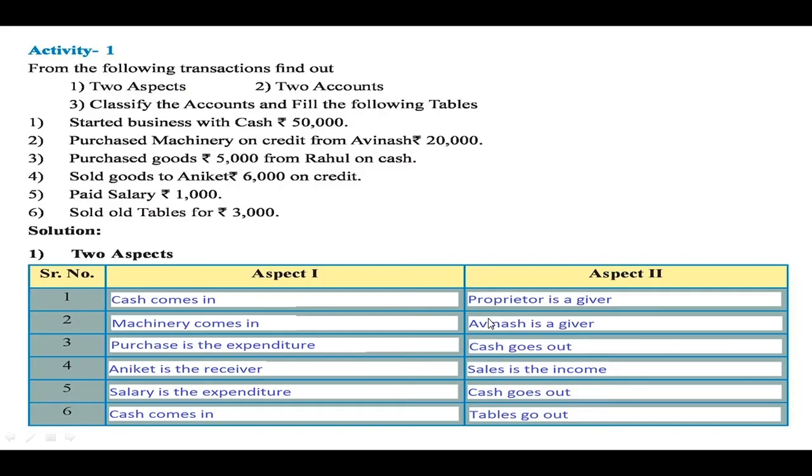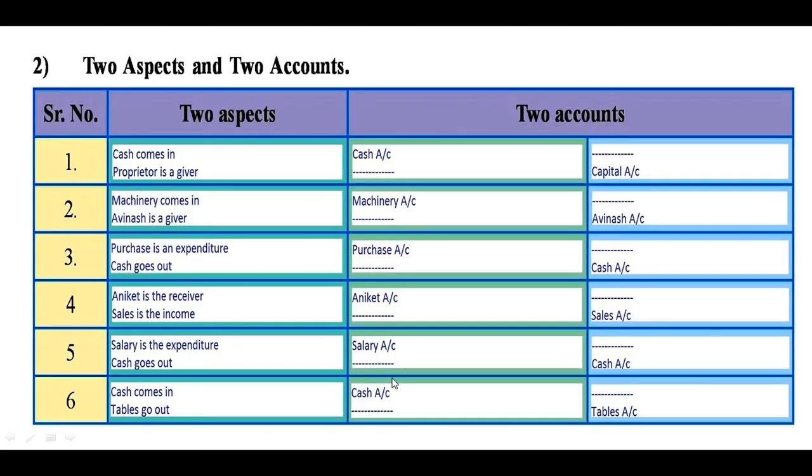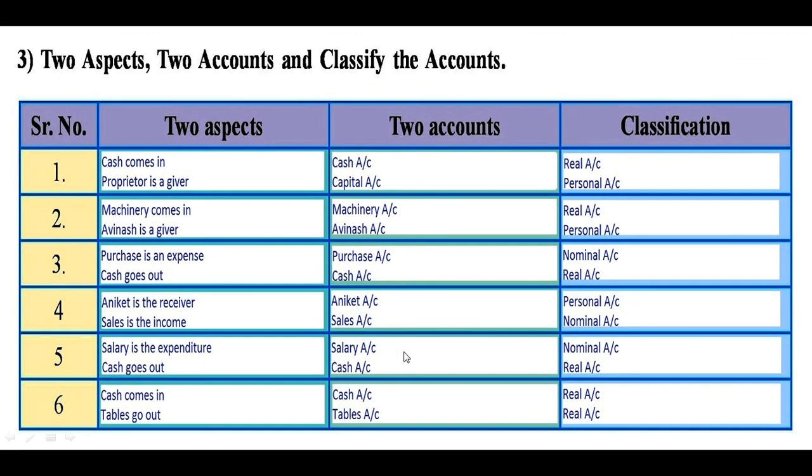Fifth transaction, paid salary rupees 1,000. Paid means it is the payment. So salary is an expenditure. So here the first aspect, salary is an expenditure. When the salary is paid, cash goes out. So that is the second aspect of the transaction, cash goes out. So which two accounts are involved here? First one is the salary account. Second one is the cash account. Salary is the expenditure, so it is the nominal account. While cash, we can see and touch, it is the real account.